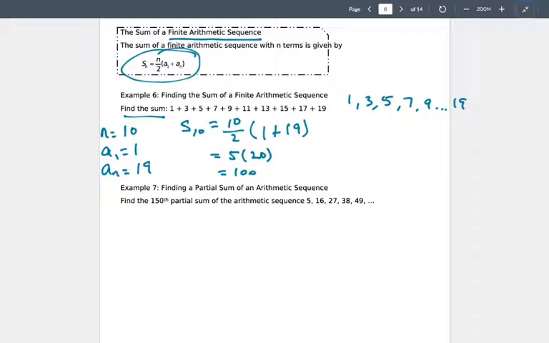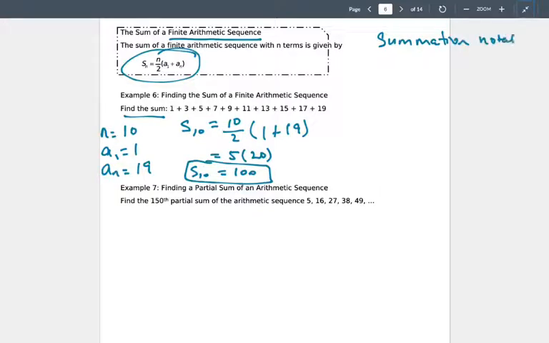All right, so that's a formula you need to have memorized. Another option, though, is to use summation notation. And summation notation looks like this.